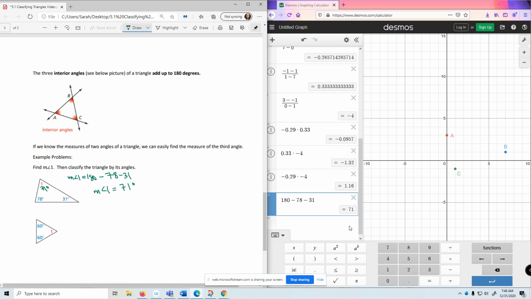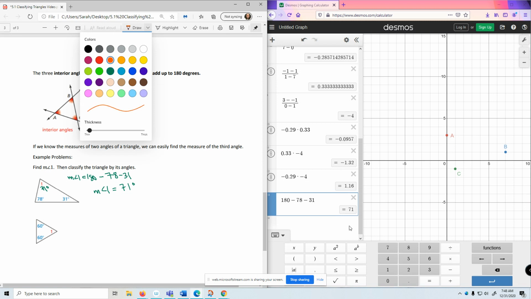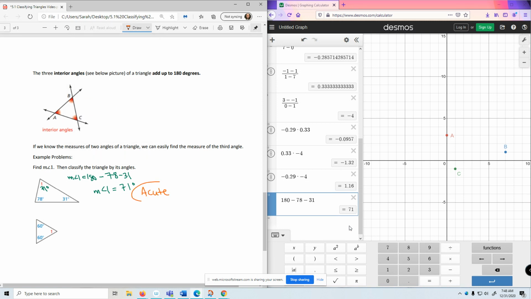All three of these angles are acute, since they're all smaller than 90 degrees. Since all three angles of this triangle are acute, we would say that this is an acute triangle.